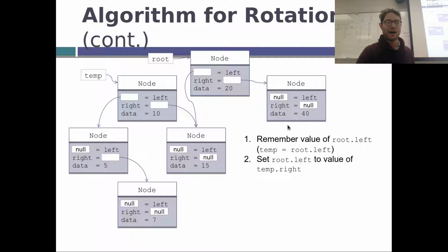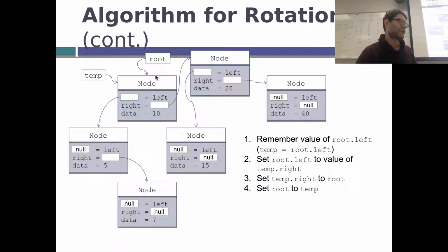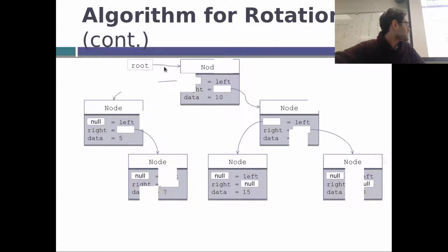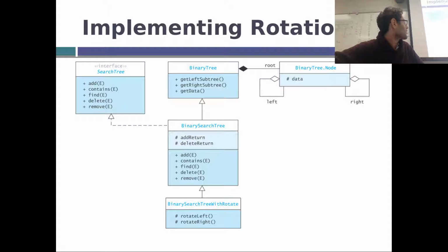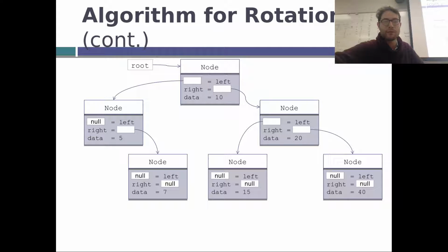Okay, so now I've got my trees kind of broken in this form. Then what do I do? I set temp.right to root. I take this guy and say, actually, this guy should move up to be the root. And now we make temp the root of the tree. And so now the original root of the tree has become the right child, and the left child has become the root. See, it's just 4 steps. And then if we reorder it, it now looks like this.